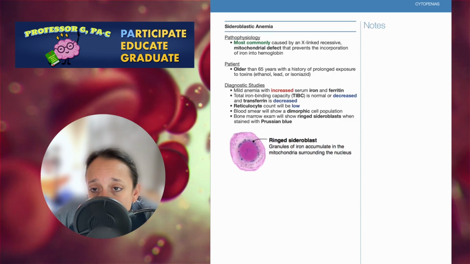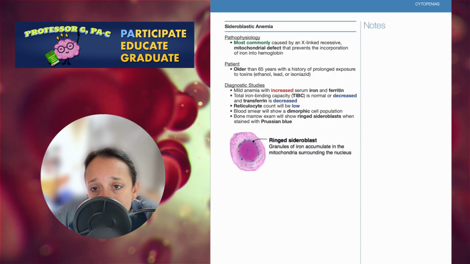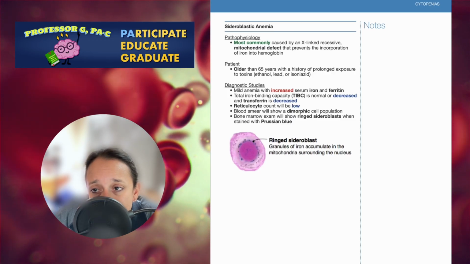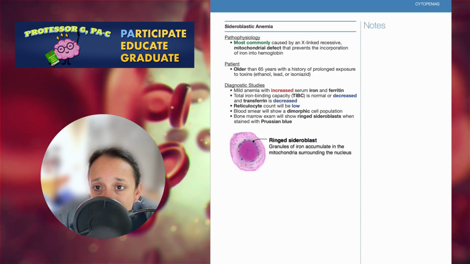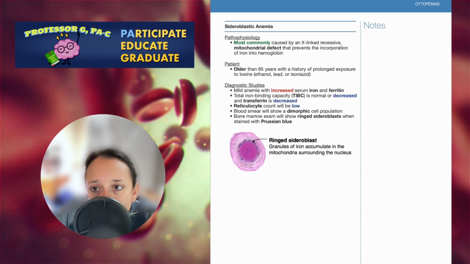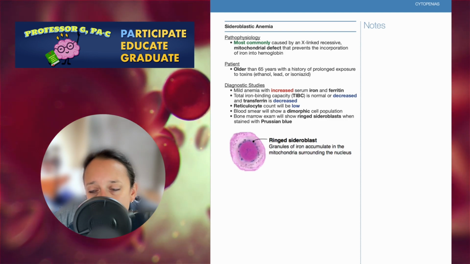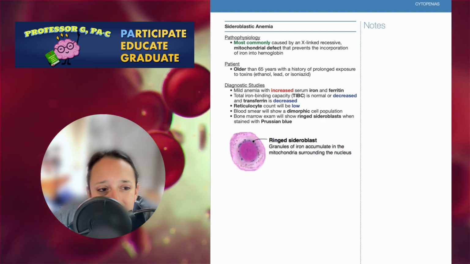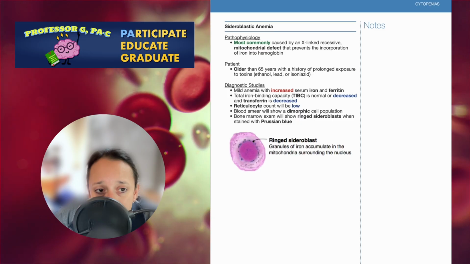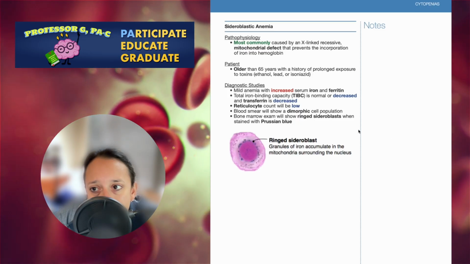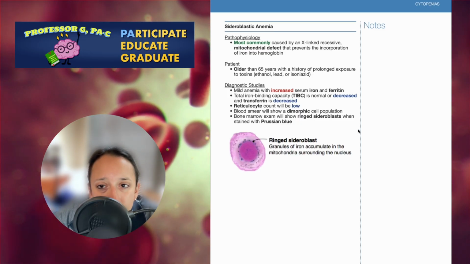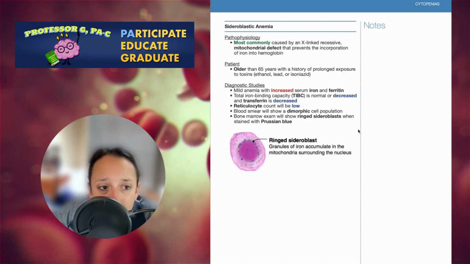So next up we have sideroblastic anemia. This is also a microcytic anemia, but it's not caused by a lack of iron, but inability to properly incorporate iron into the hemoglobin. And this is really during red blood cell production. So in other words, the body just has plenty of iron, but it can't use it correctly. And so the iron really builds up inside the red cells and in the bone marrow.